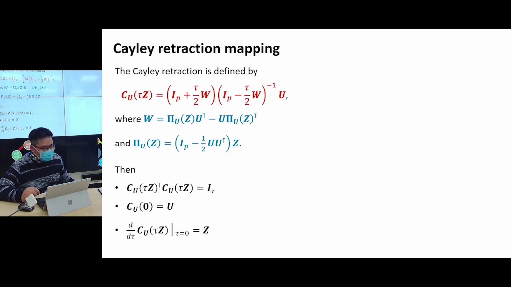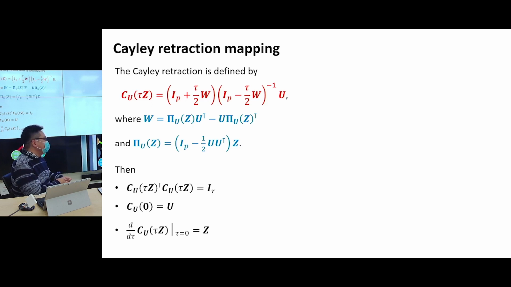With the Cayley retraction mapping, this curve will satisfy these 3 conditions. The first is that this curve is in the Stiefel manifold. For the second, this curve has the initial point equal to U. And the derivative of this curve at zero is equal to Z.